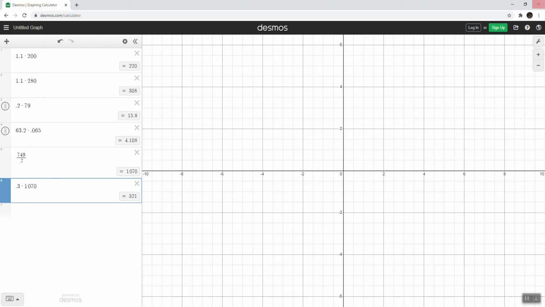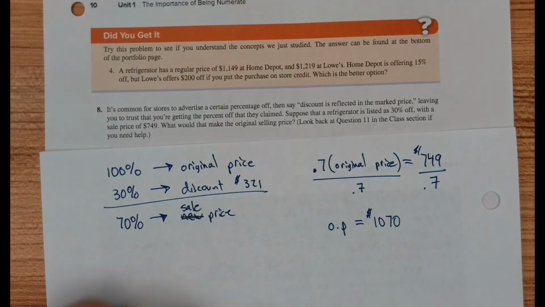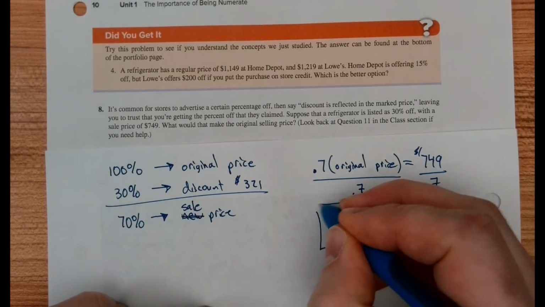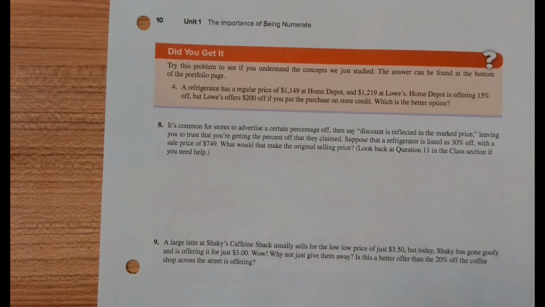Let's double check our math here. What's 1070 minus 321? So we had our original price, we get a 30% discount, so a savings of $321. When we do that subtraction, we do get the 749, which is exactly what we were claiming here. That's a quick way to check your math. All right, let's do one more here.